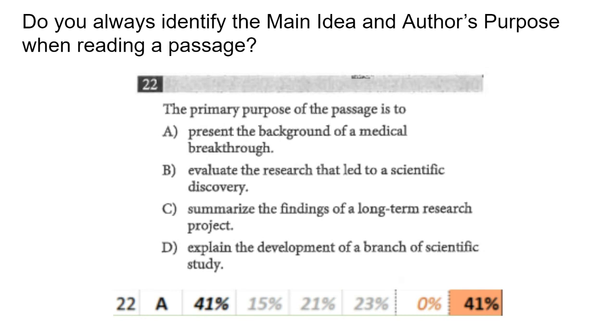One of the first things you should do when reading a passage is identify what's the main idea and why is the author writing this passage. That will lead to a lot of the questions that you are going to come across and will lead to a lot of the answers that you need. The primary purpose of this passage was to present the background of a medical breakthrough. The correct answer was A. 41% of us got that correct.